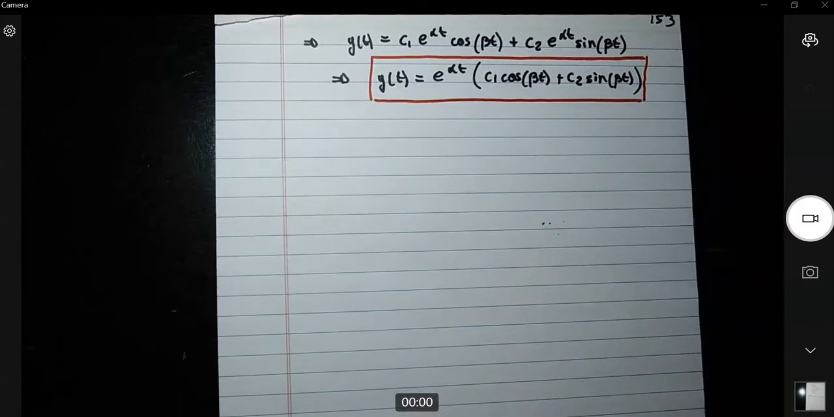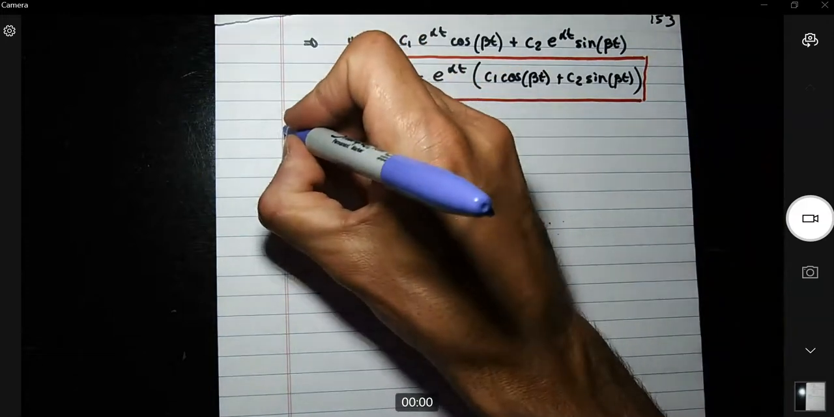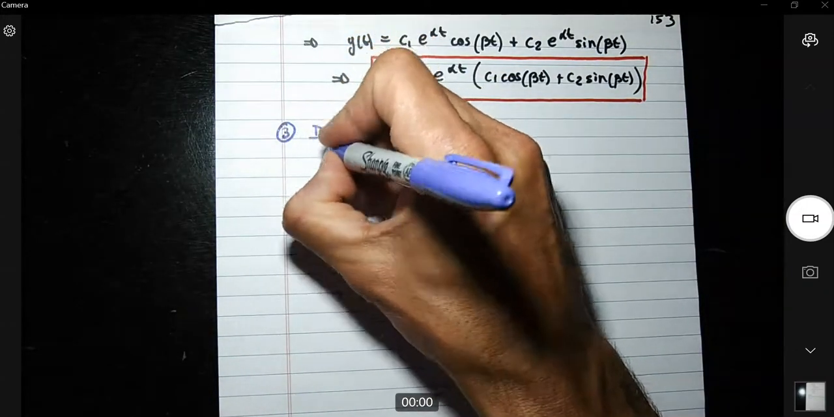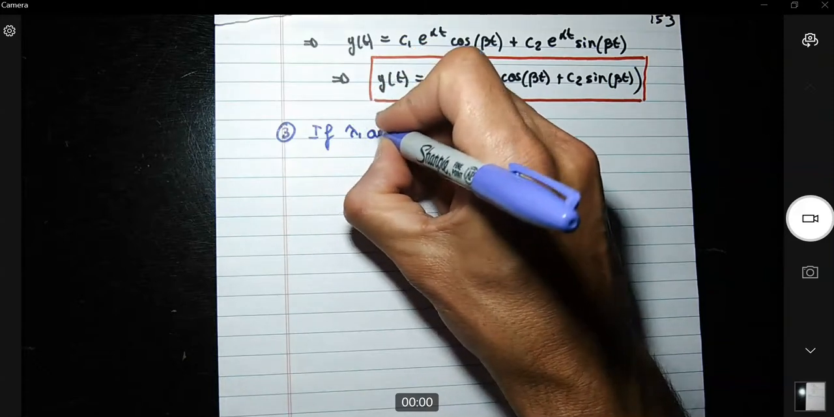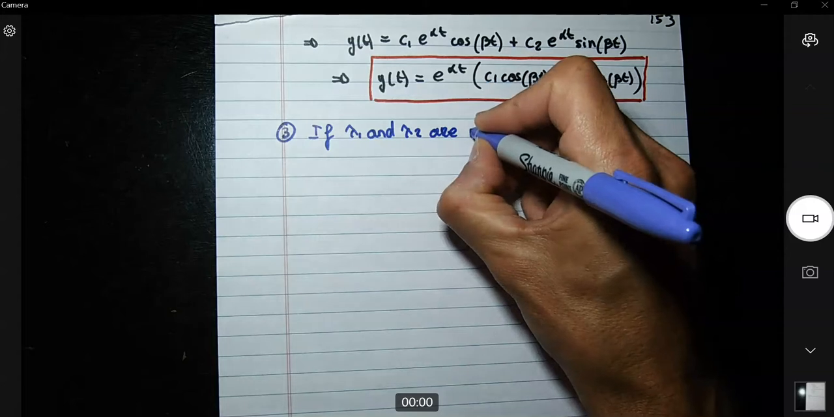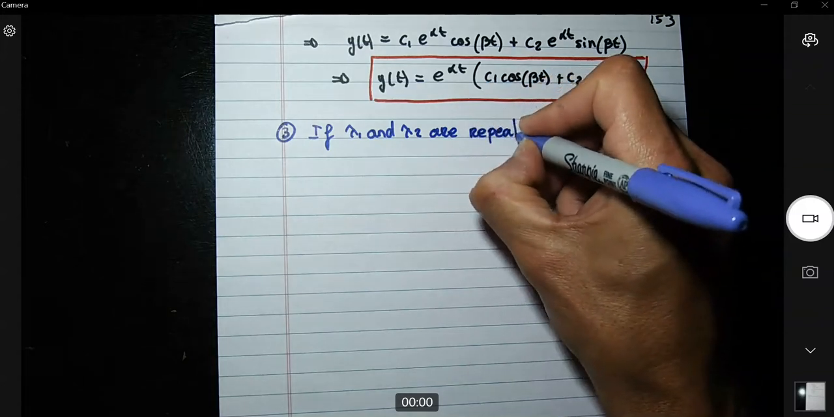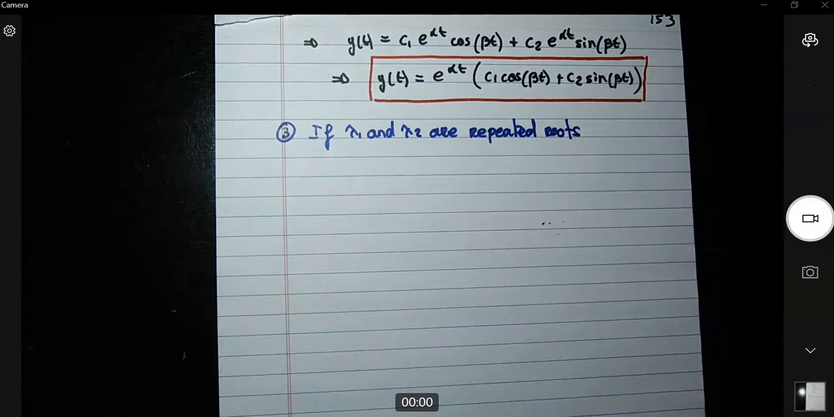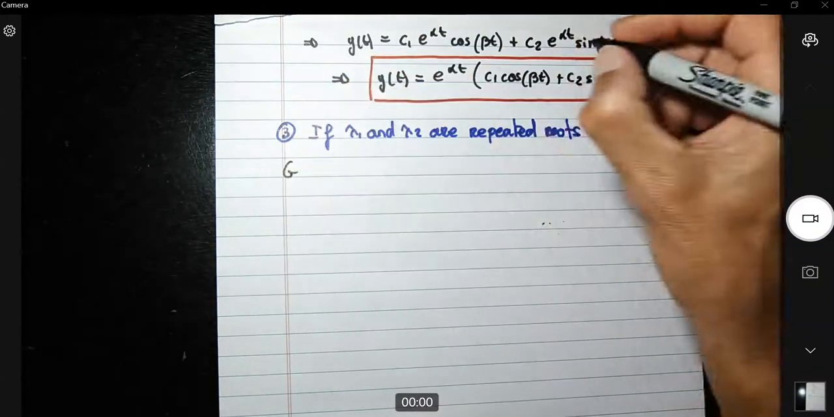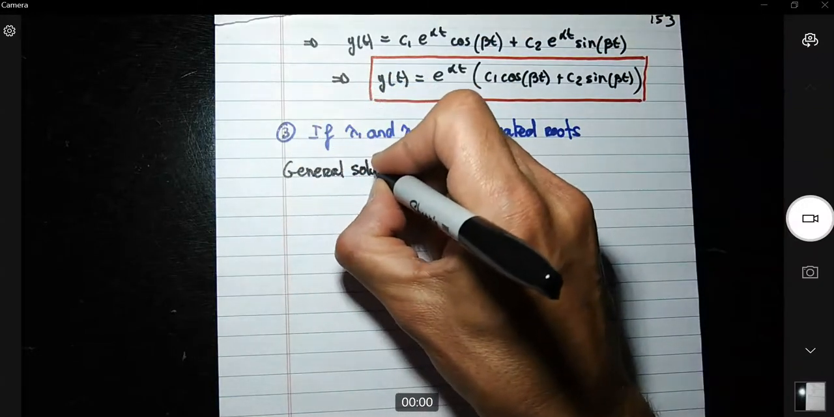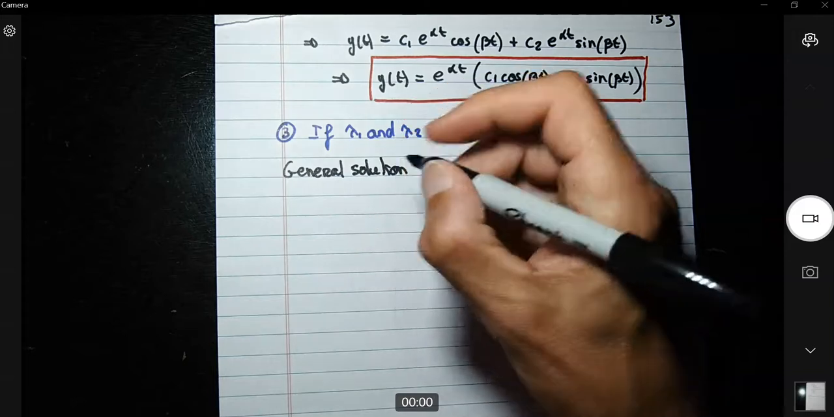Okay, and the last case that we need to look at is case 3, when the two roots are repeated. So if lambda 1 and lambda 2 are repeated roots, then what will the general solution be?